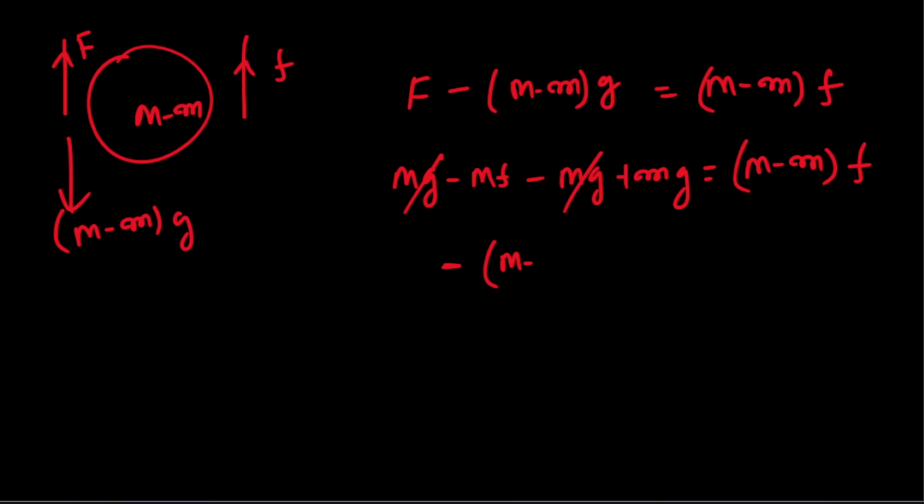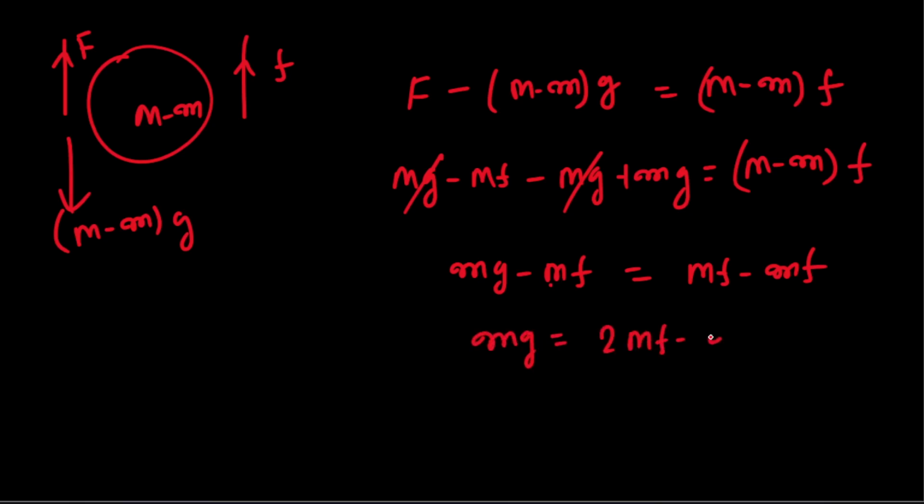So we don't need to take anything common. Let us write it like this: mg minus Mf is equal to Mf minus mf. Whatever things are the same, just take them on the same side. So this is Mf and this is Mf. So mg will become 2Mf minus mf. So what is small m? We are getting small m, right?